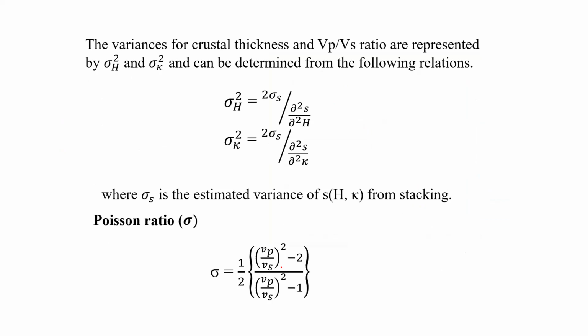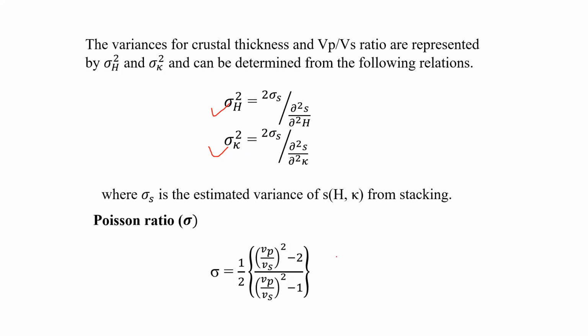So these are the uncertainties that you can calculate using these formulas, for which you will have to use the finite difference method and the Taylor's expansion to calculate the uncertainty in your results. This sigma is the variance in the H and kappa values, and it will be calculated as sigma_H squared equals 2 sigma_S divided by del square S by del square H, and sigma_kappa squared equals 2 sigma_S divided by del square S by del square kappa.